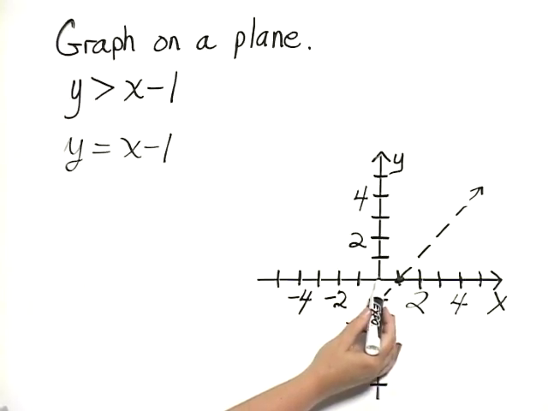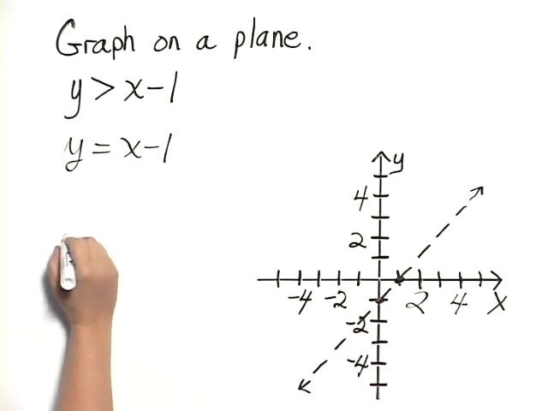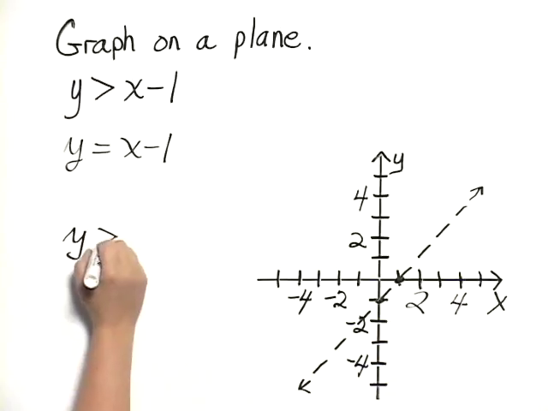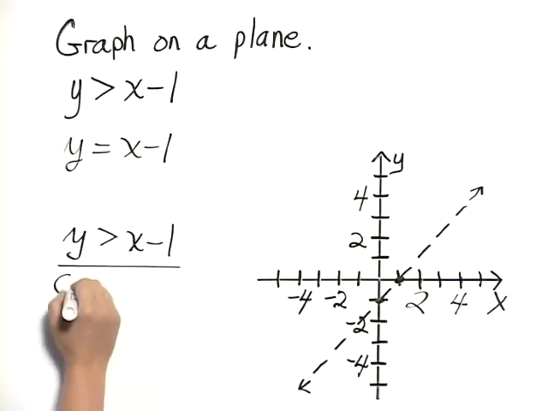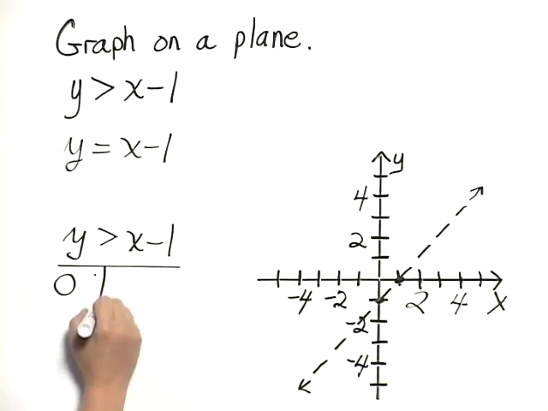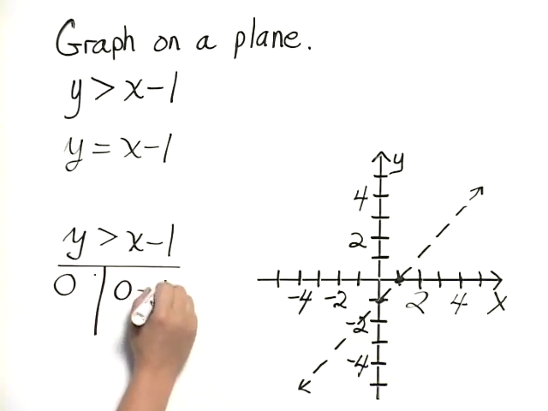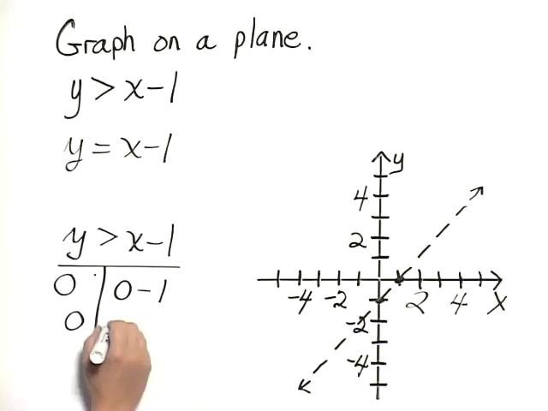We take the point 0, 0 and we substitute into the inequality y is greater than x minus 1. Let's substitute 0 for y and 0 for x. And we get 0, negative 1. Now we're asking ourselves really this question, is 0 greater than negative 1? Well, yes, 0 is greater than negative 1.